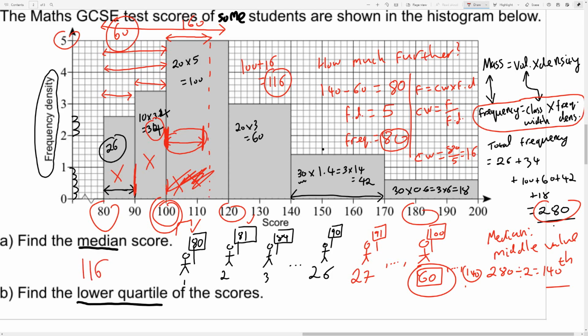Now, to work out the lower quartile is very, very similar. So I'm just going to erase what I have here. So there should be a way of erasing it all, but no, I'm going to have to edit this out later.